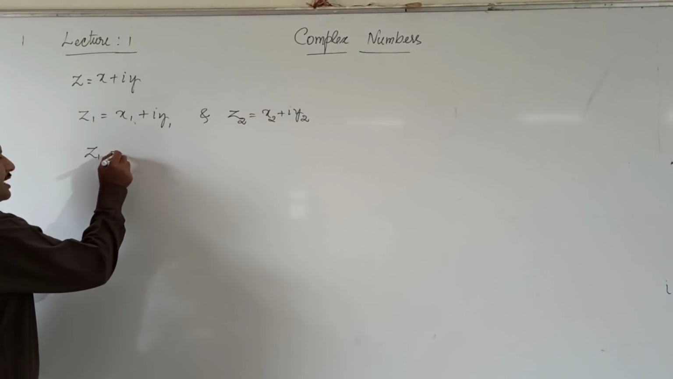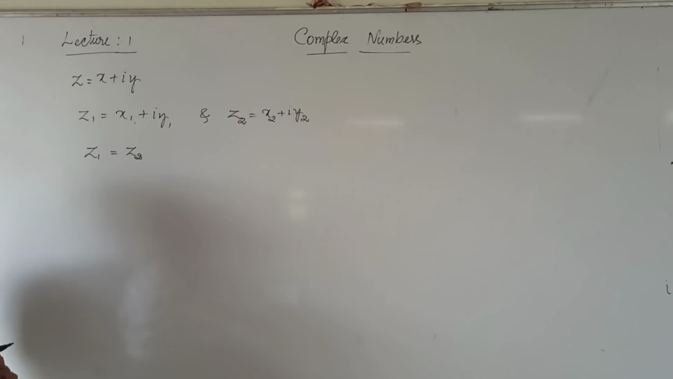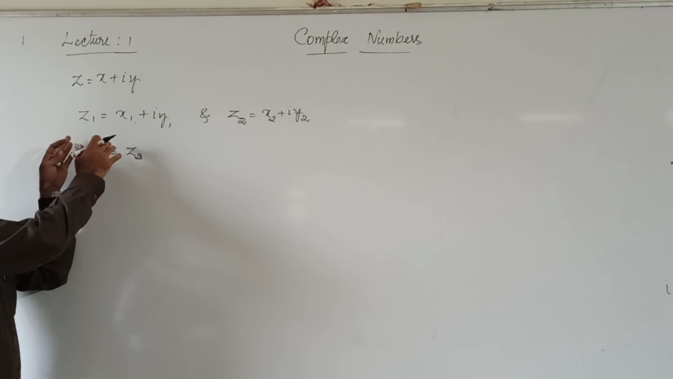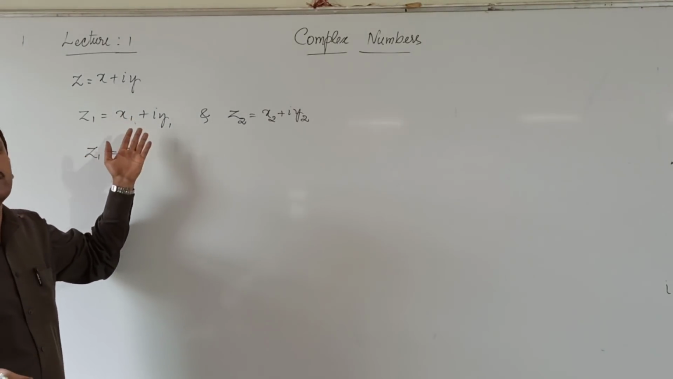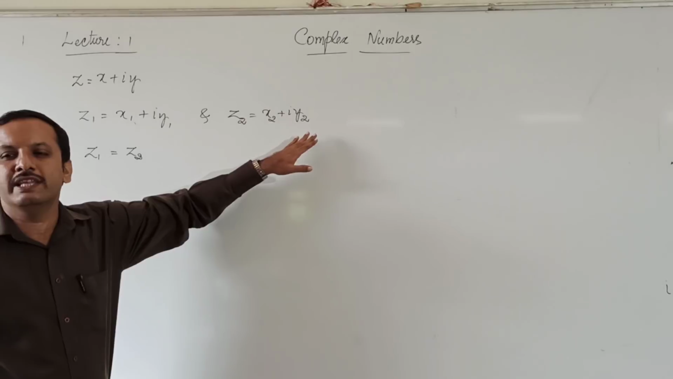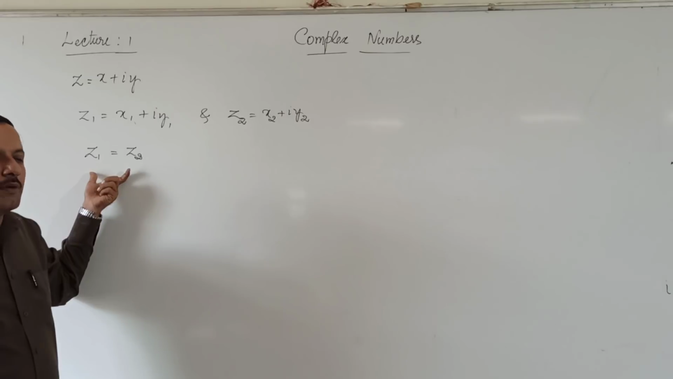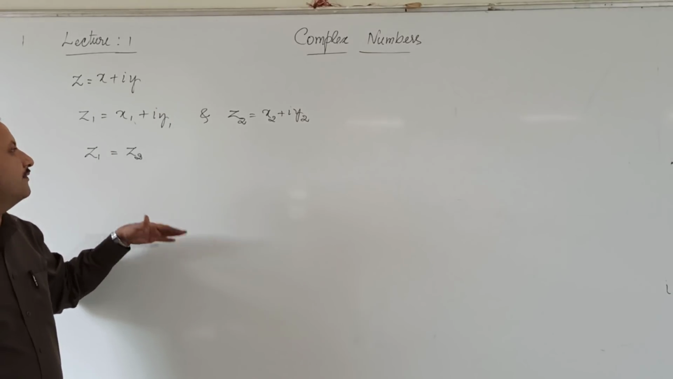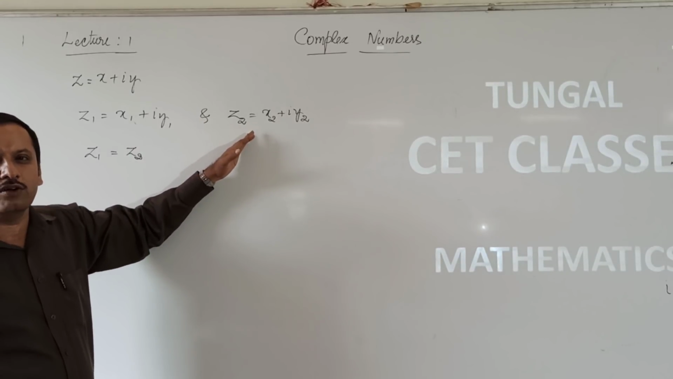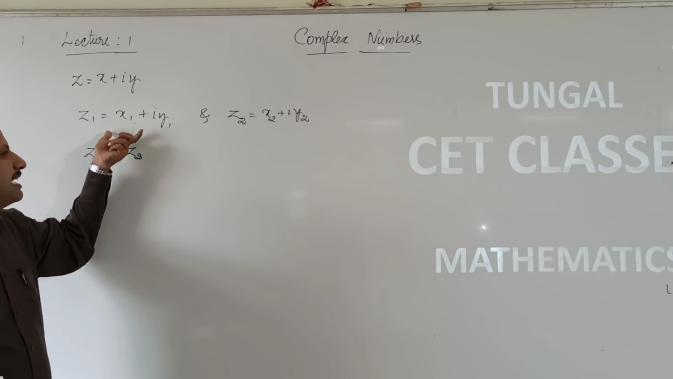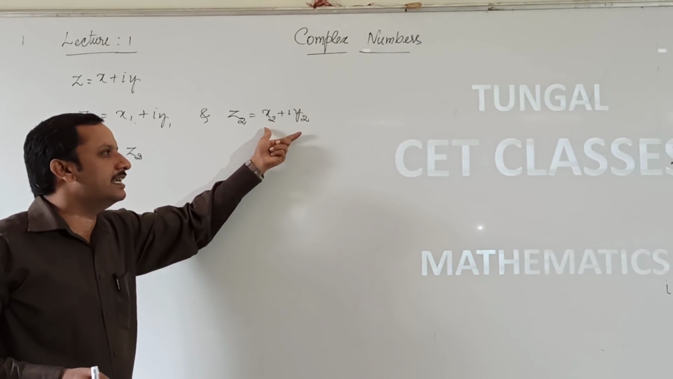two complex numbers, z1 is equal to z2. We say that two complex numbers are equal if and only if the real part of the first complex number is equal to the real part of the second complex number, and the imaginary part of the first complex number is equal to the imaginary part of the second complex number. So two complex numbers are equal only if the real part of the first complex number is equal to the real part of the second, and the imaginary part of the first is equal to the imaginary part of the second complex number.